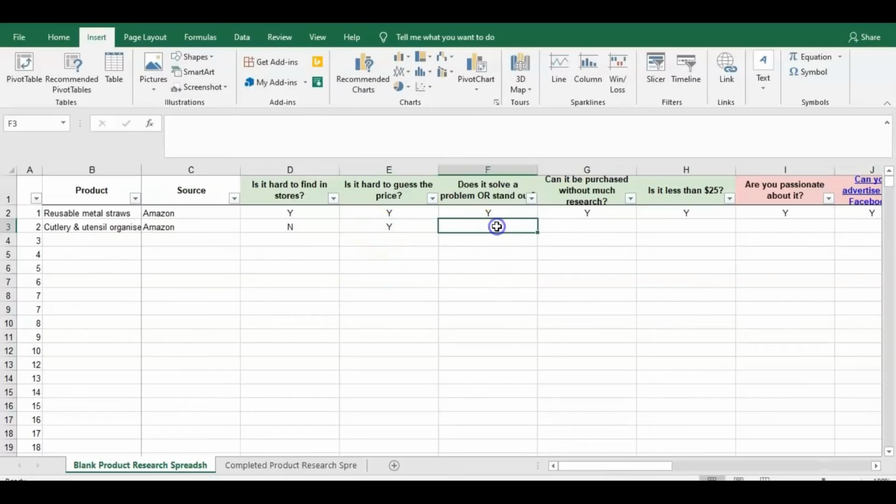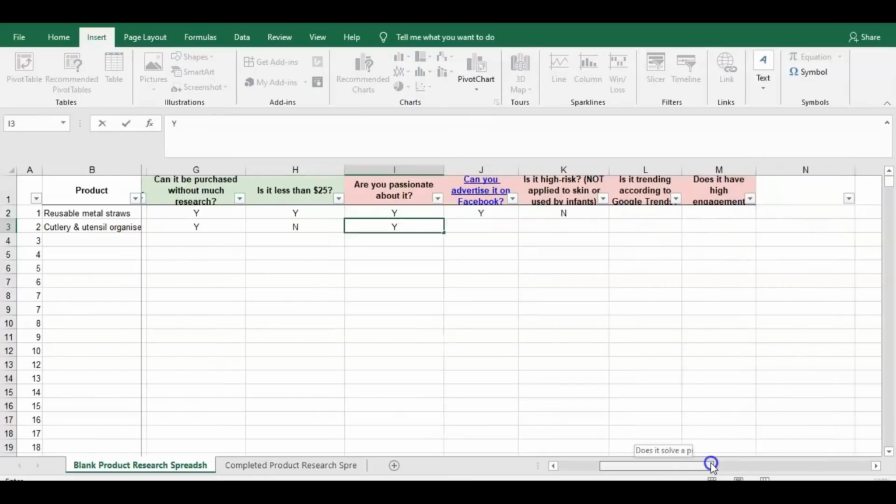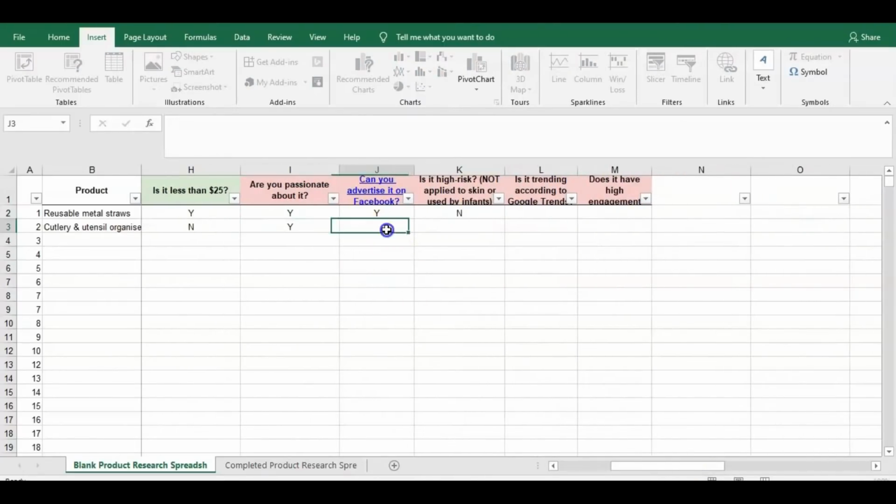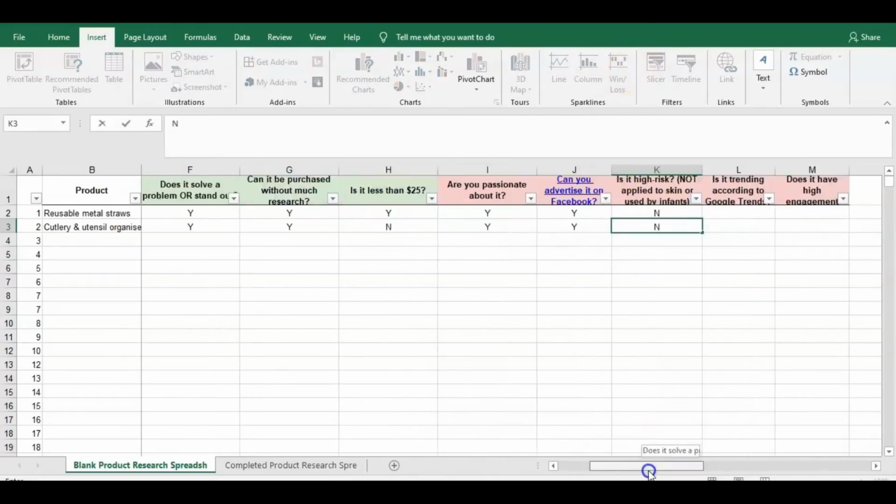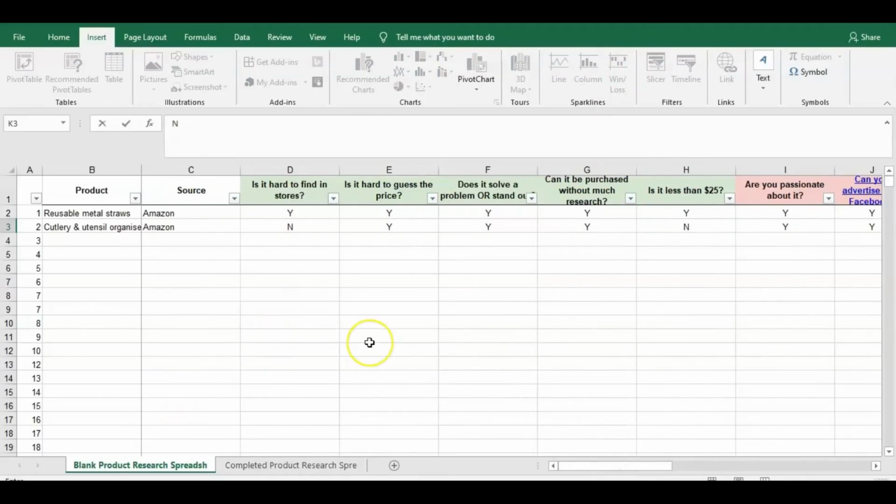You may disagree, but does it solve a problem? Yes, it does. Can it be purchased without much research? Probably. Is it less than $25? No. Am I passionate about it? Yes. So then you get the idea. Yes, I can advertise it on Facebook. No, it's not high risk. The high engagement, we'll leave that just for now because that's more Facebook orientated.